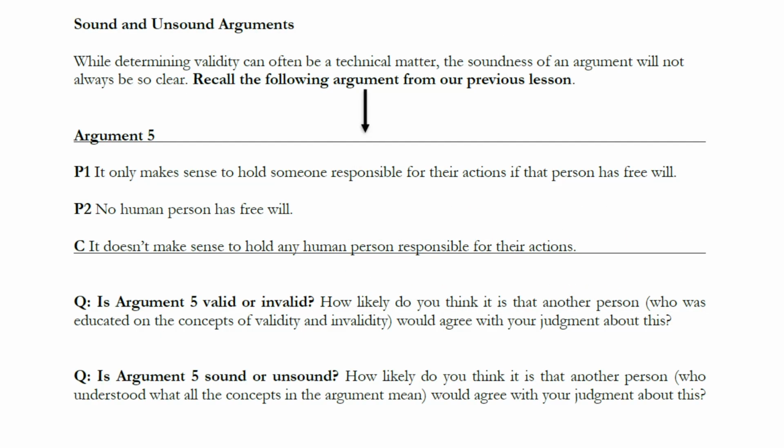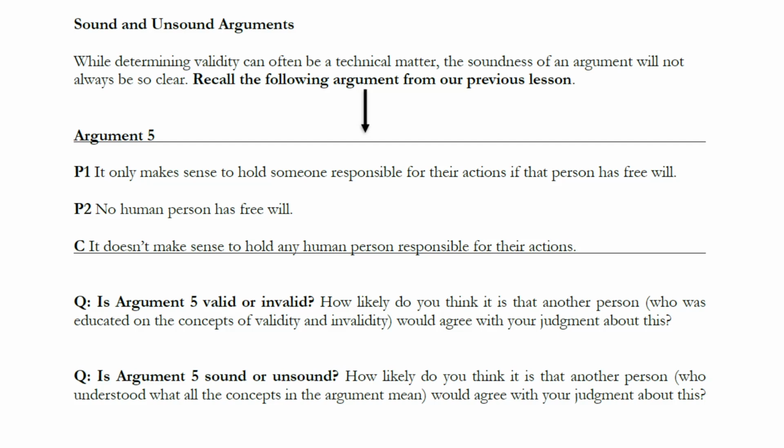Let's apply what we have learned thus far to another argument. This argument is actually one that we examined in the previous video. Argument 5 states, Premise 1, it only makes sense to hold someone responsible for their actions if that person has free will. P2, no human person has free will. Conclusion, it doesn't make sense to hold any person responsible for their actions. Is this a sound argument?